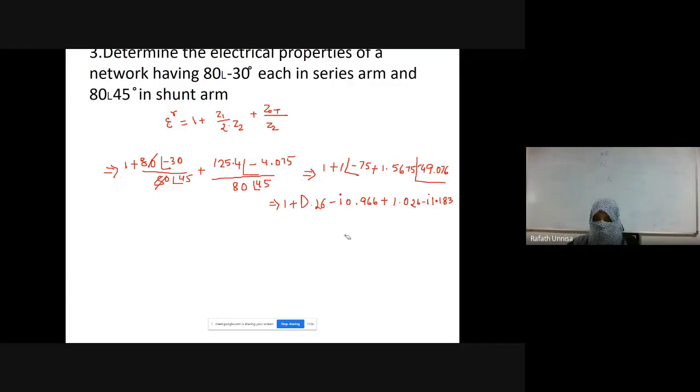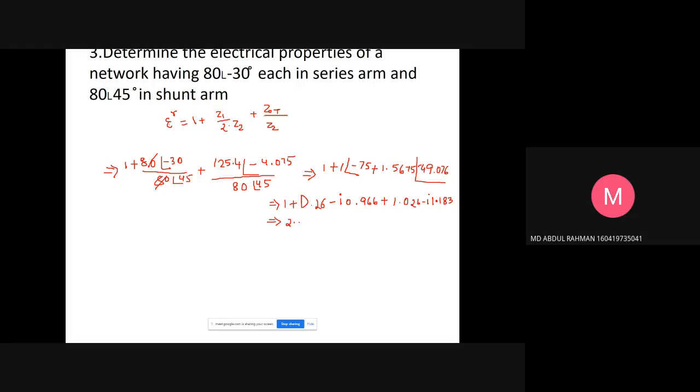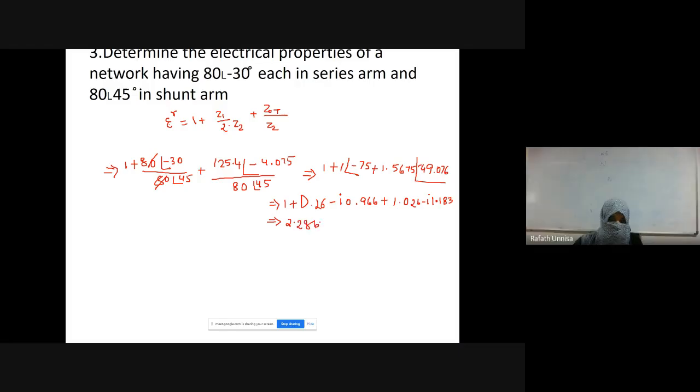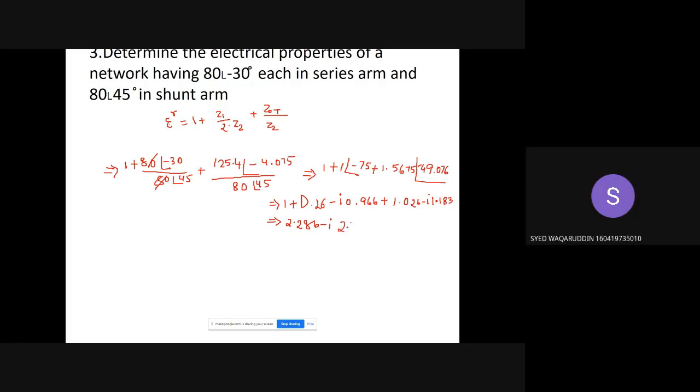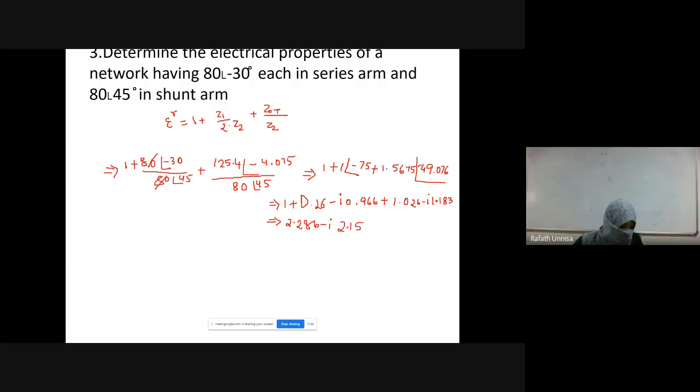Okay, so now we can perform the addition. Now add the numbers and tell me the answer, overall real term answer and overall imaginary term answer. So 1 plus 0.26 plus 1.026, you are getting around 2.286. And what about the j term? Minus 2.149.